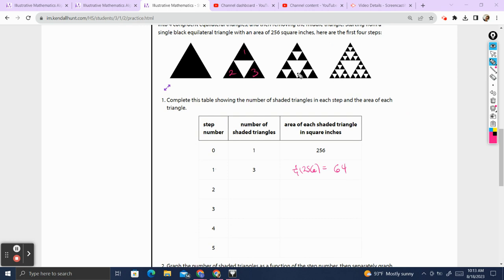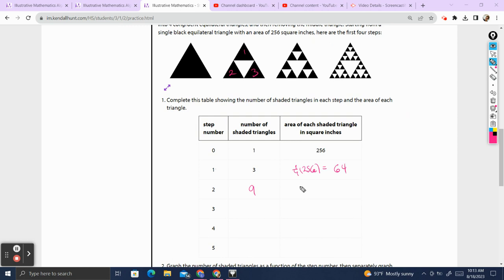Now, how many shaded triangles did we have? Well, each of the shaded triangles, we split into 3 boxes. So it looks confusing, but all we had to do is multiply each triangle we had by 3. We now have 9 shaded triangles.